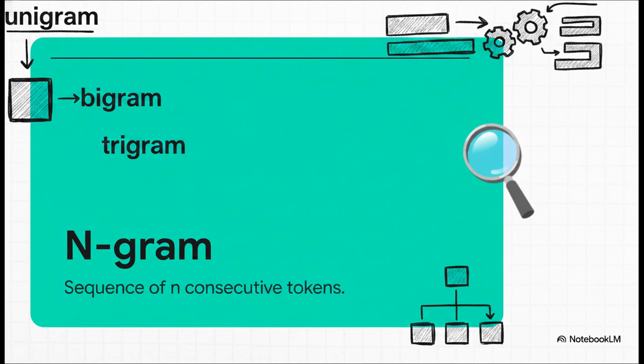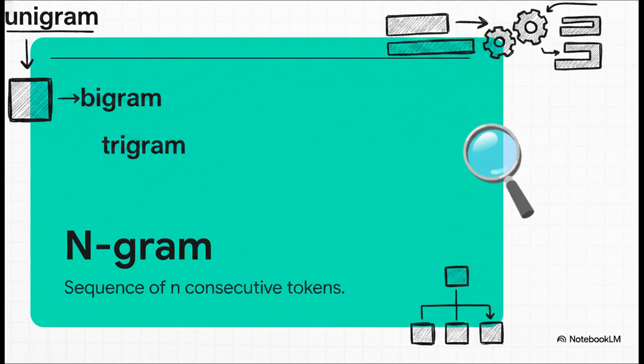So what exactly is an n-gram? Simply put, it's a sequence of n consecutive tokens, which usually means words. A unigram is one word, a bigram is two words, a trigram is three consecutive words. You get the idea. This super simple sequence was the foundational unit of measurement for predicting exactly what word comes next in a sentence.